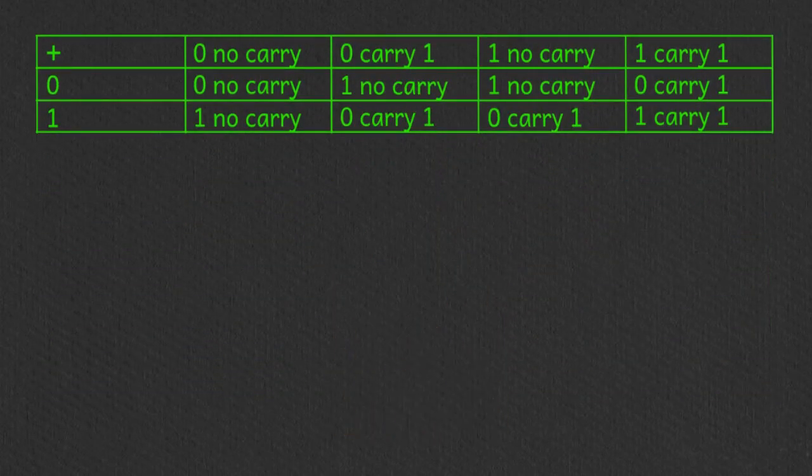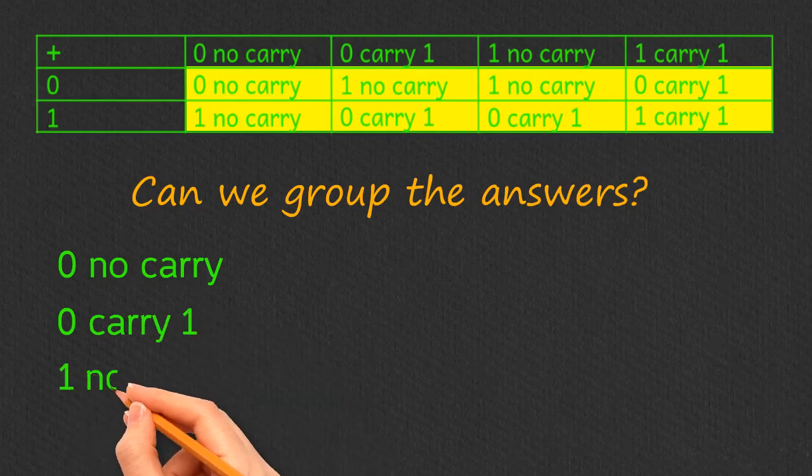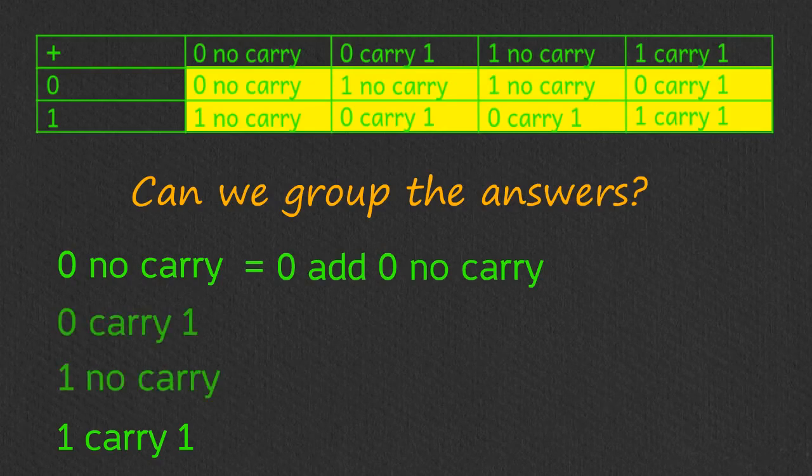Here it is. Now, let us look at how many different answers there are and if we can group them in some way. If we look at the result cells in the table, there really are only 4 different types of answers. 0 no carry, 0 carry 1, 1 no carry and 1 carry 1. When do they occur? Well, 0 no carry only occurs when we add 2 0 digits and there is no carry.